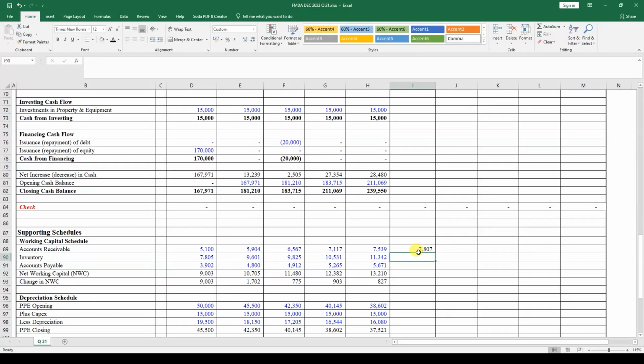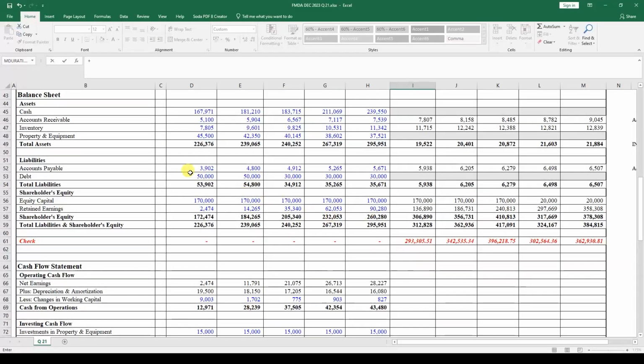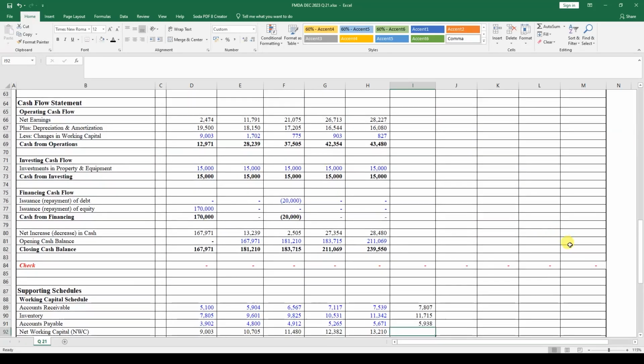Because they are following each other with the inventory, I can just drag this down like that, and it picks from above. The accounts payable, we also had filled it out or computed it above from the balance sheet here. The accounts payable, as you can see right over here, is 5938. You see, it's okay. Link it like so.